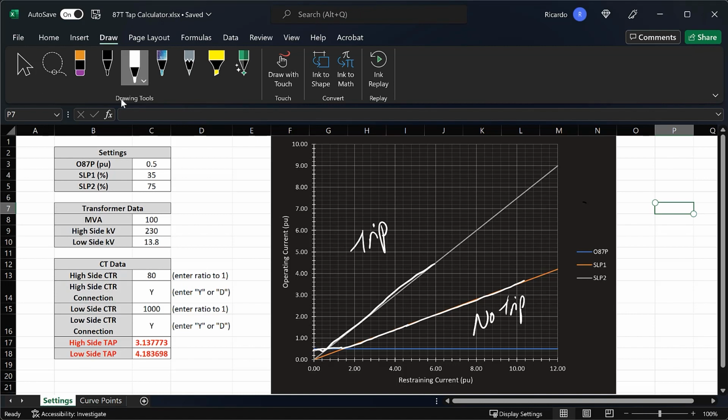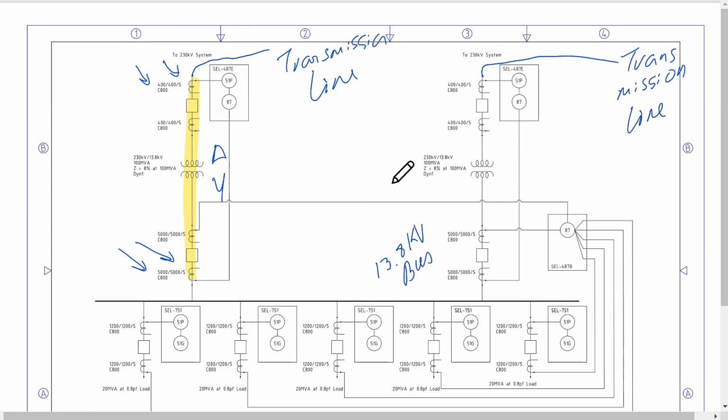Now for this example, and let me actually go back to the one line, the high side currents are going to lead the low side currents by 30 degrees. So there's going to be a 30-degree shift between the high side currents and the low side currents. And again, this is caused in this case by the delta connection on the high side of the transformer. So to compensate this, we can do one of two things. We can either tell the relay that it needs to subtract 30 degrees from the high side current's angle, or we can tell it to add 30 degrees to the low side current's angle. In either case, what we're doing is shifting one of the currents with respect to the other to counteract the effect of the phase shift across the transformer.